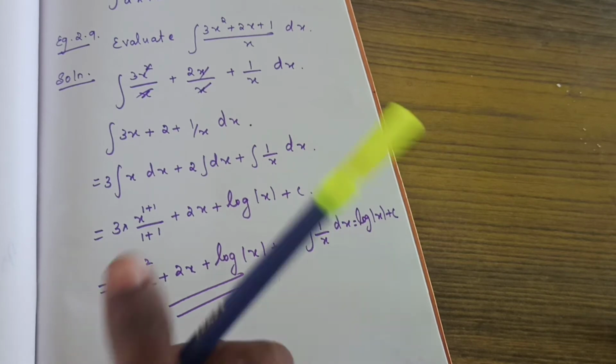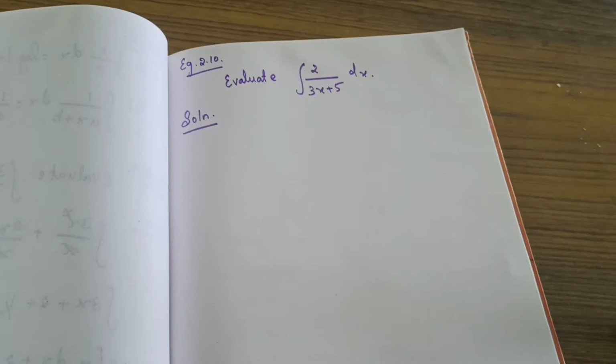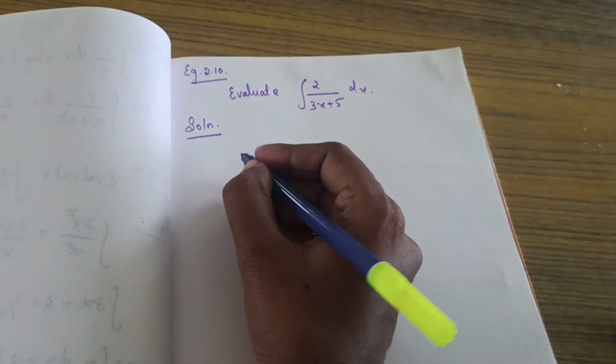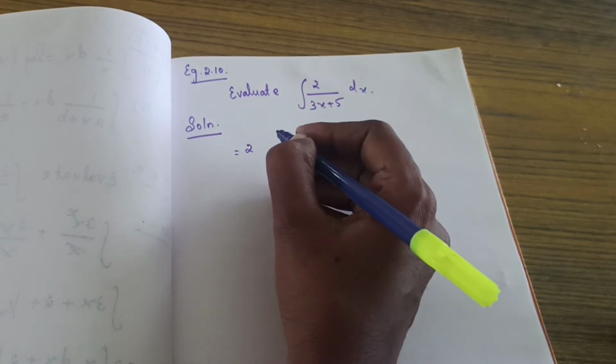If x power is minus 1, we can't use the formula from our last exercise, the integral of x power n dx formula. Because of that this is a separate formula. Understand, students? Very easy. We are only applying the formula, so be thorough in the formula, then it will be very easy for you. Let's move to the next question. Example 2.10. Listen here. How we will do: integral of 2 is there, is it right?